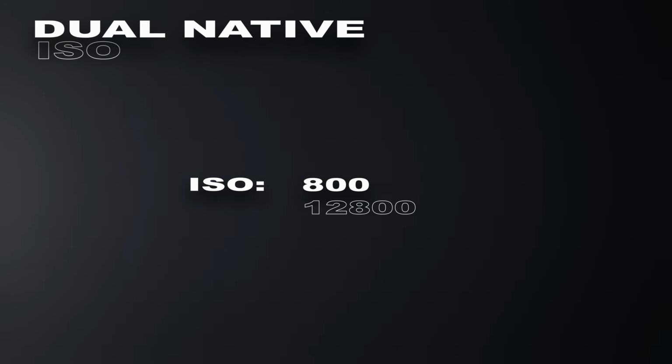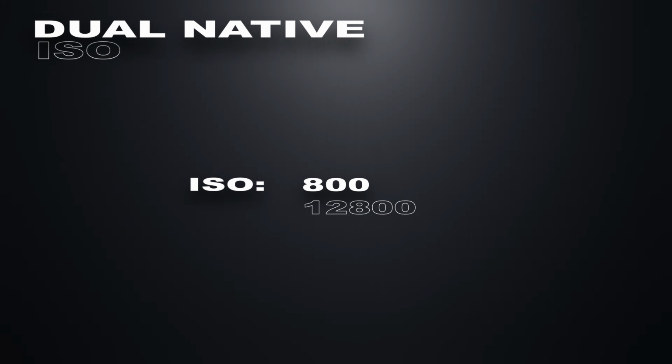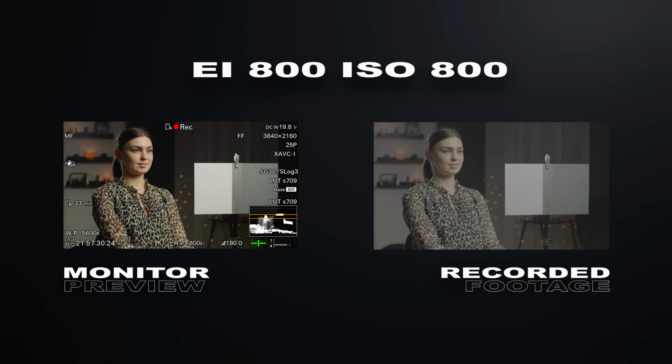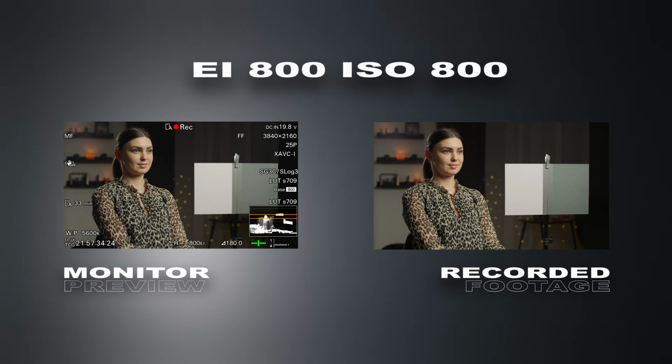If you work with CINE EI, the camera will always record in native base ISO to give you the most dynamic range and the least amount of noise. However, cameras with dual native ISO can be switched between those two values to adapt to the environment. If you have the same EI value as your ISO, you're gonna have the same footage as you preview in your monitor, not over or underexposed.